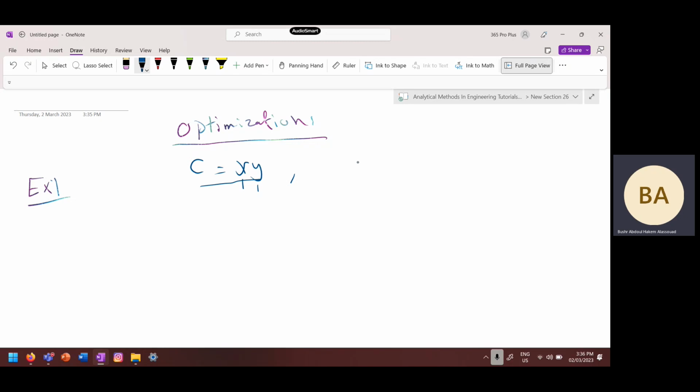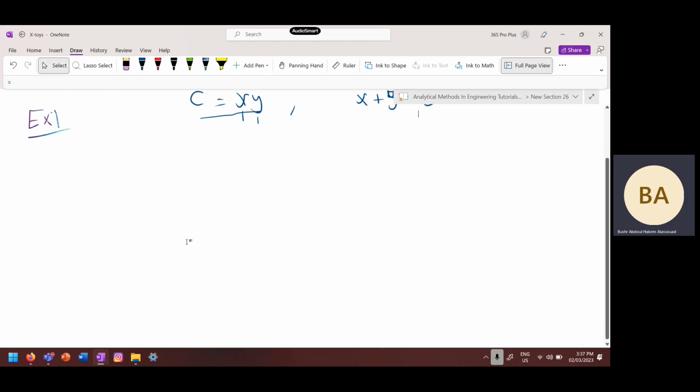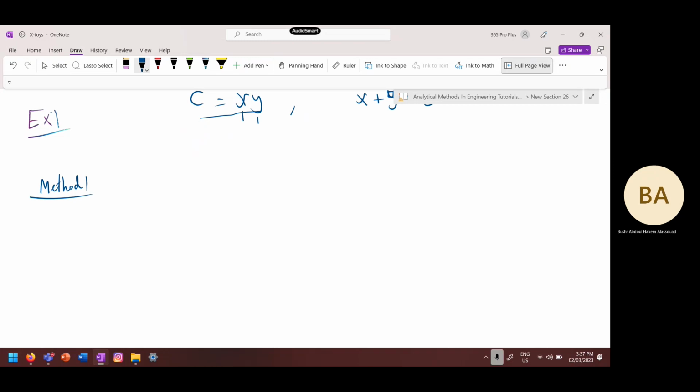At the same time, these two variables, their summation is equal to 5. Okay. So find the best optimum solution for this problem. Okay, we will start with the first method, method one. This method is called the substitution method.